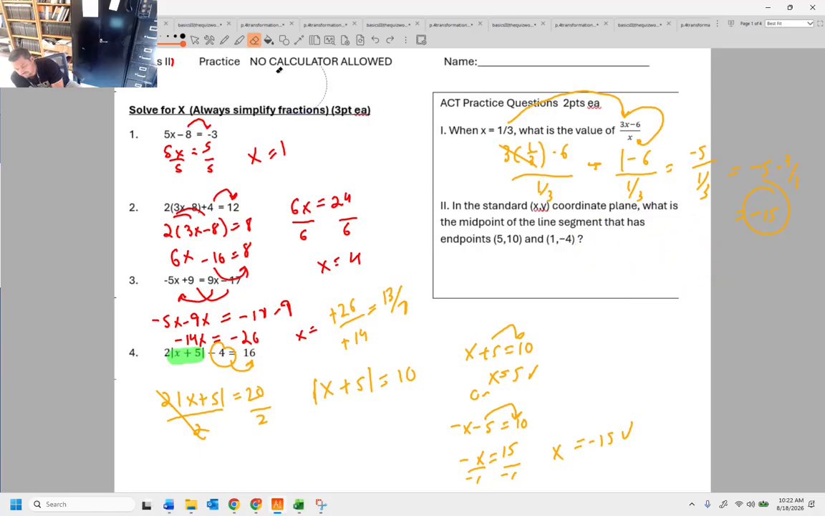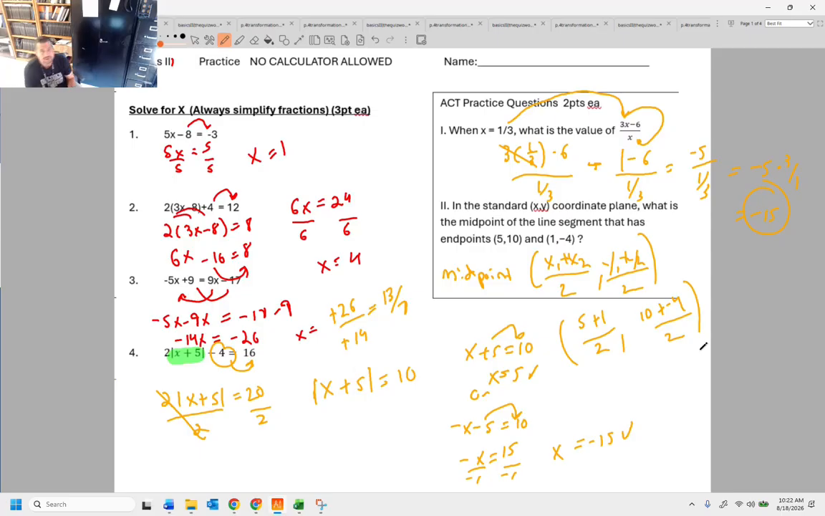But anyways, midpoint is pretty simple. It's literally (x1 plus x2) over 2, (y1 plus y2) over 2. So we're going to take our x's and add them together: (5 plus 1) over 2, comma, (10 plus a negative 4) over 2. And then we just do math. We're finding the middle of two numbers. It's not that hard. Add them together, divide by 2.